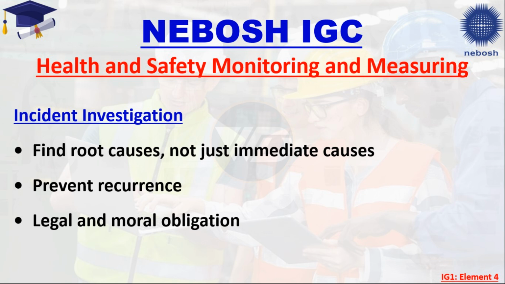7. Incident investigation. When an incident occurs, it's vital to investigate it properly. The aim isn't to assign blame, but to find the root cause, the underlying reason that allowed the incident to happen. This could be inadequate training, poor maintenance, unclear procedures, or a combination of factors. Finding root causes allows you to prevent recurrence, not just fix the immediate problem. In many jurisdictions, investigations are also a legal requirement, and morally, they demonstrate the organization's commitment to learning from mistakes.